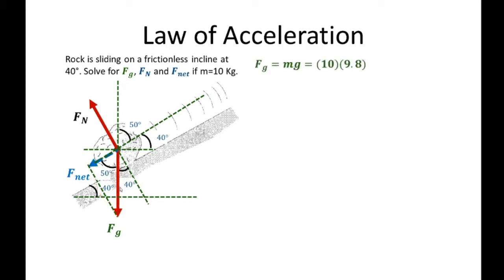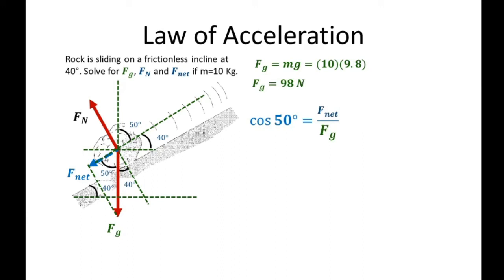And then, to start, solve for force of gravity first. So that is mass times acceleration due to gravity, which is 10 times 9.8, which is equivalent to 98 Newton, our force of gravity.